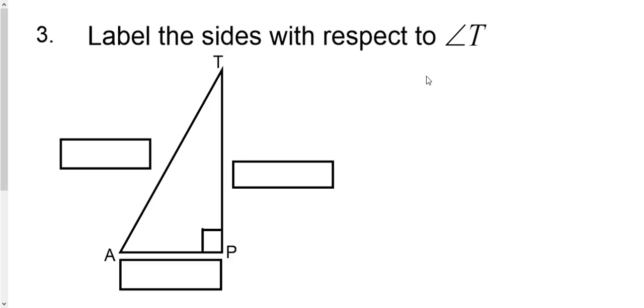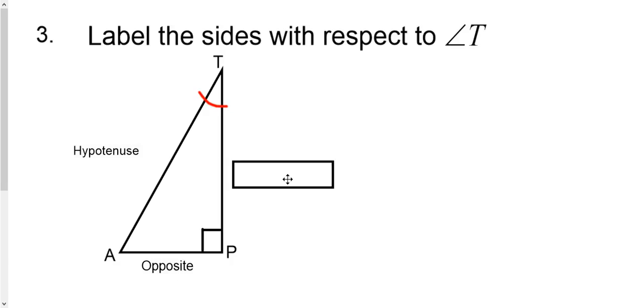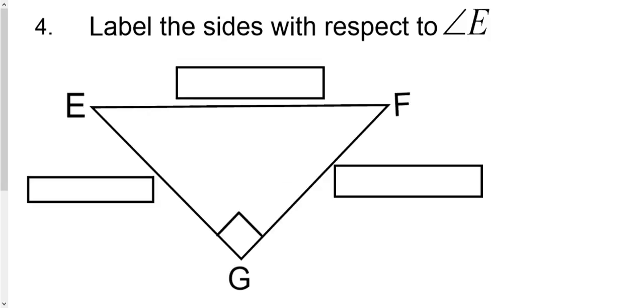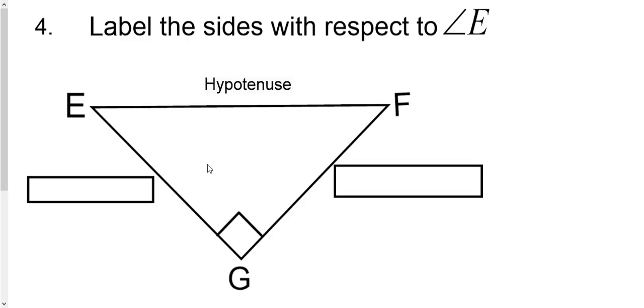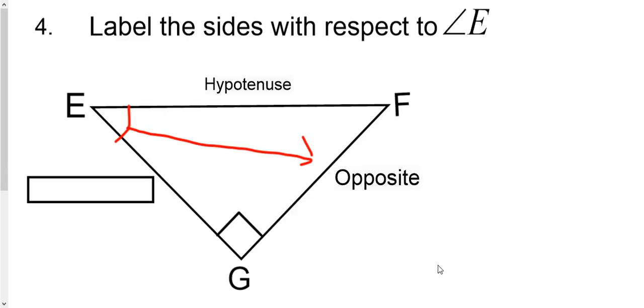Number 3, with respect to angle T up here, we start with our hypotenuse. The side opposite angle T is over here, side AP, and that makes side TP the adjacent side with respect to angle T. And number 4, opposite this right angle is our hypotenuse, side EF. With respect to angle E, opposite angle E is this side, so here's our side opposite the angle. That makes side EG the adjacent side.